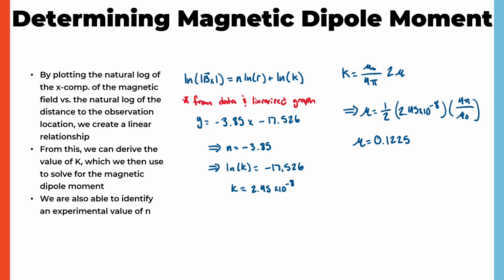And so we know that ln k is the y-intercept from that relationship found earlier. And so doing that, we can solve for k, and then k, from the Biot-Savart law equations, we know is equal to mu naught over 4 pi times 2 mu. And so we can solve for mu to get 0.1225.